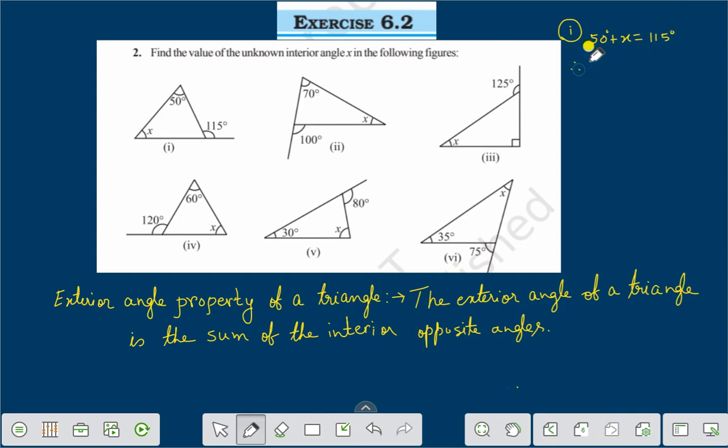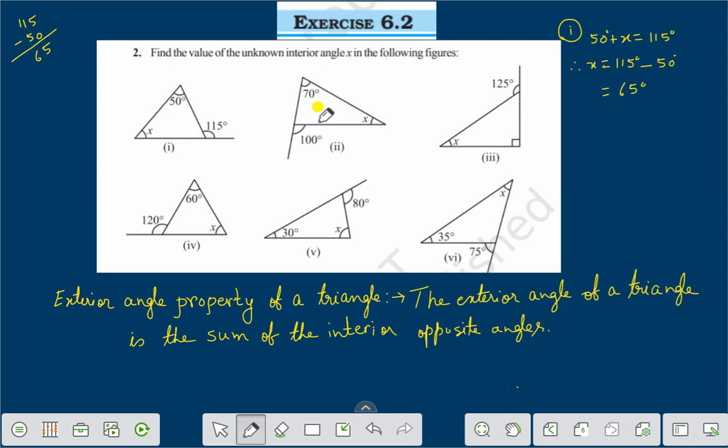Therefore, we can say x is equal to 115 degree minus 50 degree, right? If you subtract this, 115 minus 50, you will get 65 degree. The value of x in figure 1 is 65 degree.